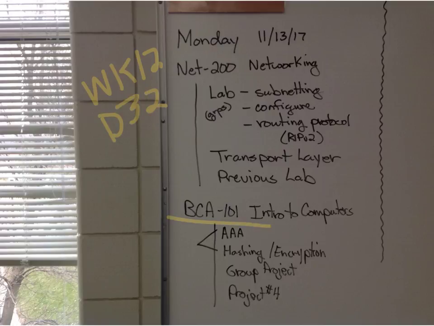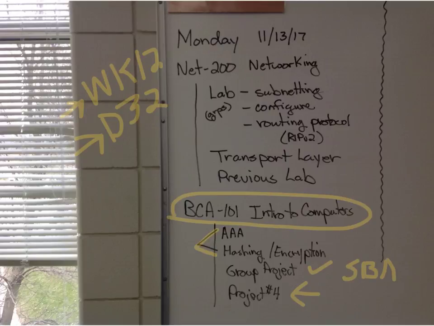So we're talking about BCA-101, week 12, day 32. Hey, we're going to be done pretty quick. We talked about AAA, hashing, encryption. I talked a little bit about the group project, and we talked a little bit about project 4 is due. The group project is going to be our skills-based assessment for this unit.